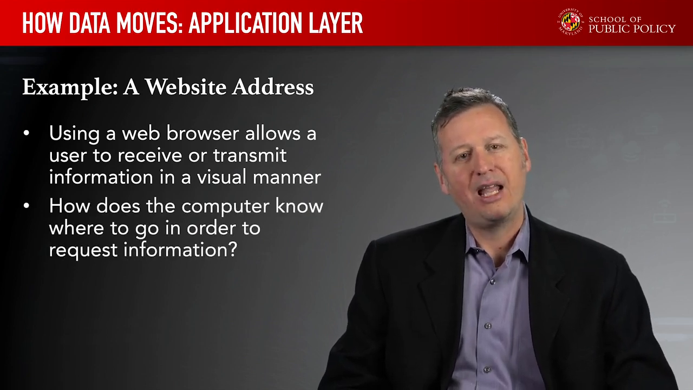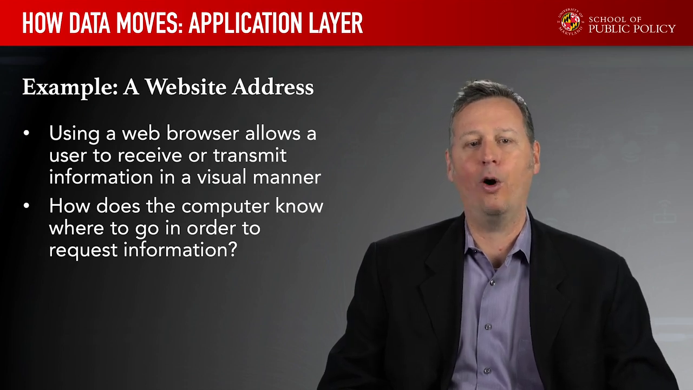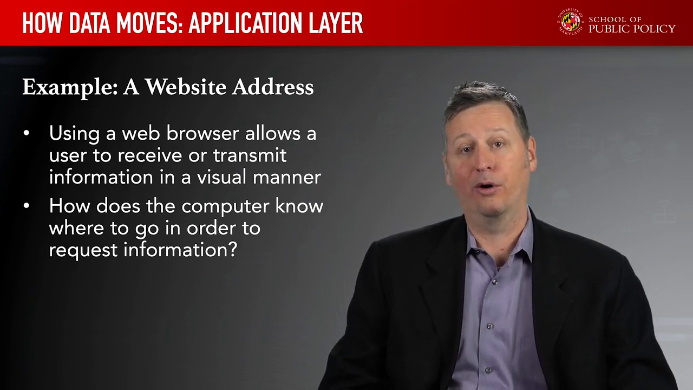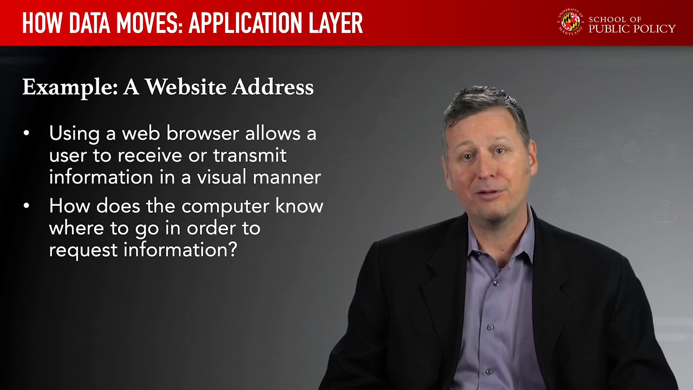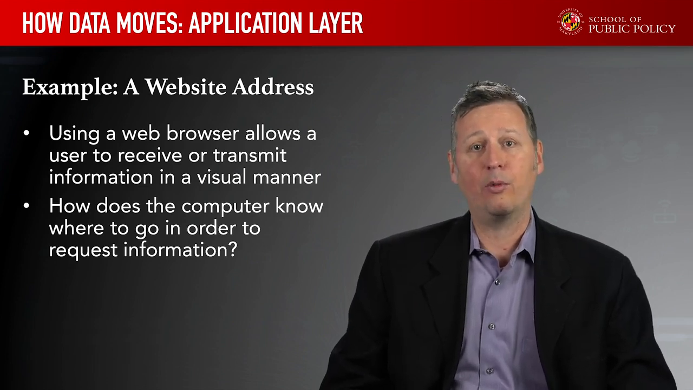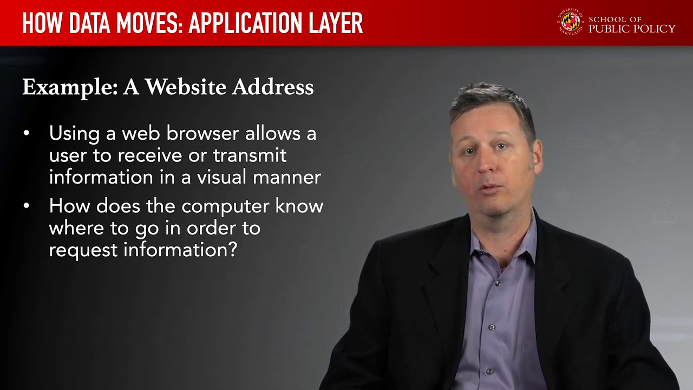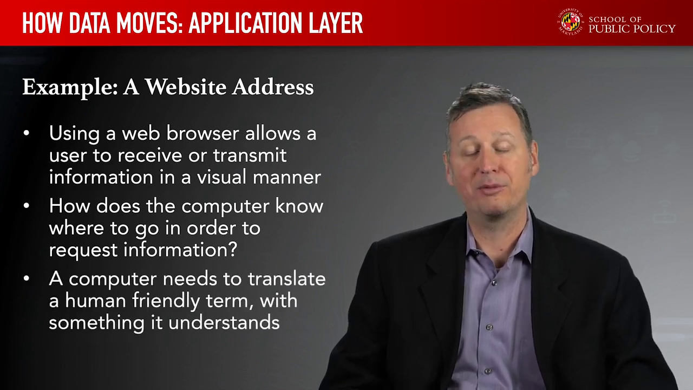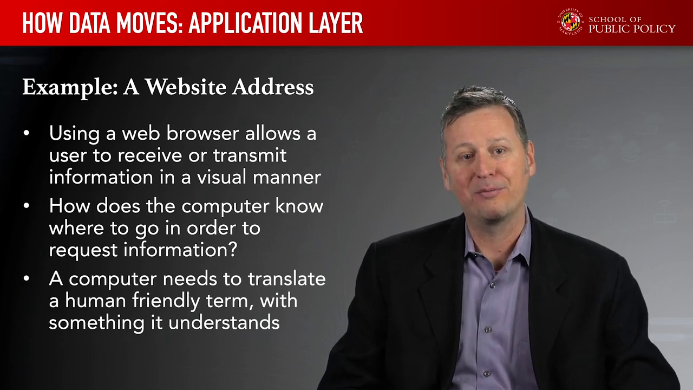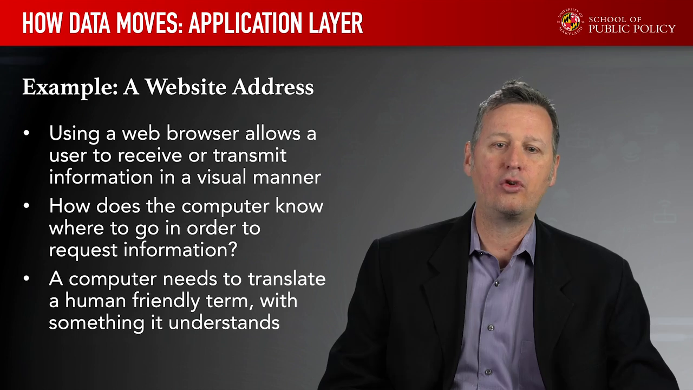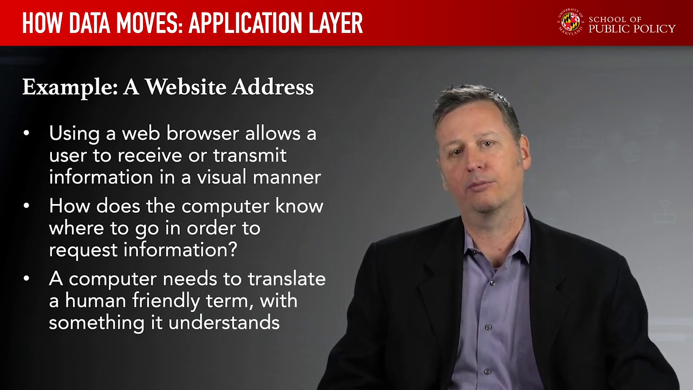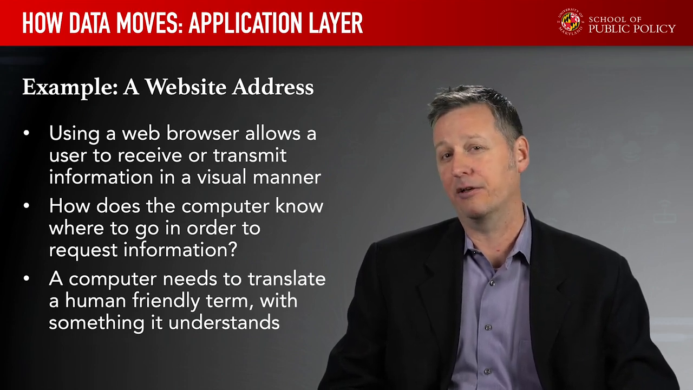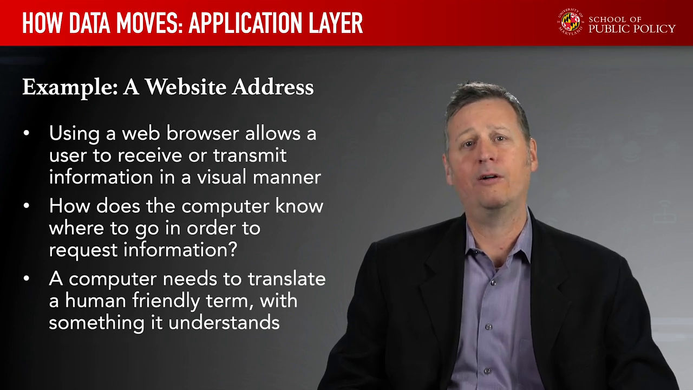The question is, how does the computer know where to go to actually request that information? It's not like Google or Microsoft has all their computers in your house. They're hosting all those websites somewhere in a different part of the world. So how does your computer actually know where to go? It's probably something that a lot of us don't really think about all that much. So a computer needs to translate a human-friendly term like Google or Bing into something that it actually understands. Something we call an IP address.